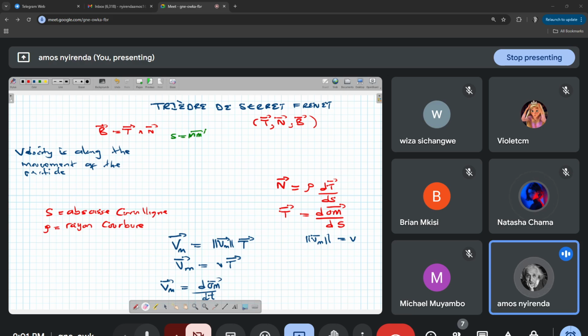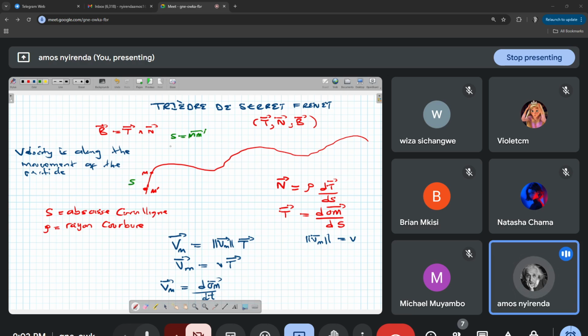So we have a particle that is moving in this trajectory. Let's say a point moves from this point M prime to a new position, let's say M, like so.